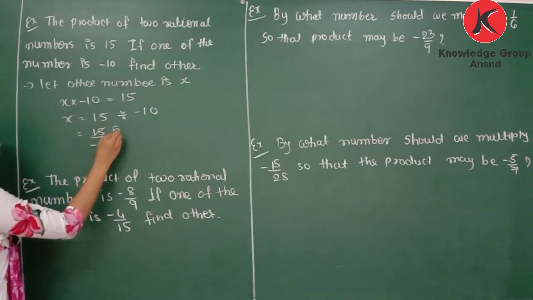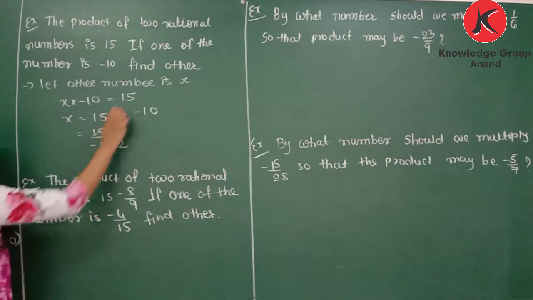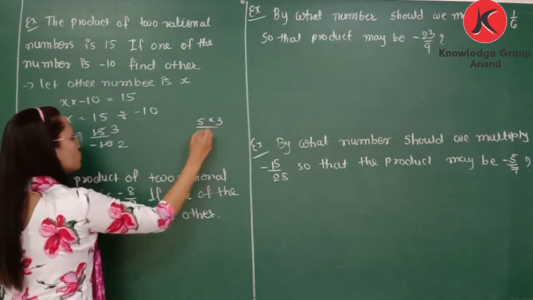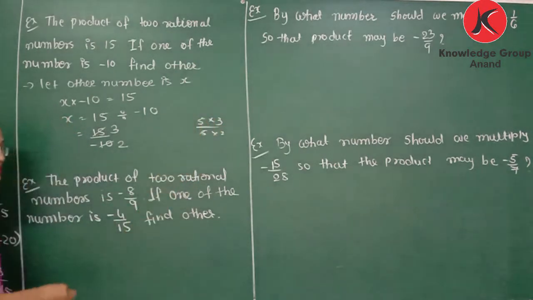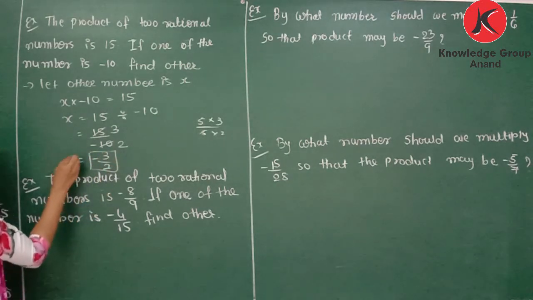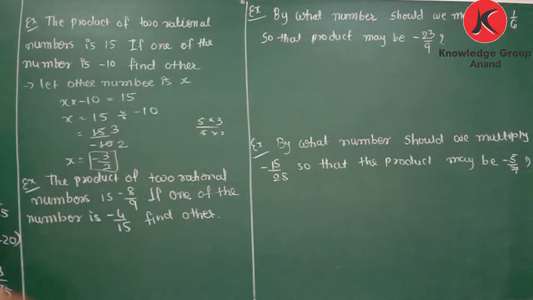5 threes are 15, 5 twos are 10. You can find the factor 5 in both, so 5 will be cancelled out. So here minus 3 by 2 will be the answer. So x is equal to minus 3 by 2. Means if we multiply minus 10 with minus 3 by 2, the multiplication gives 15.